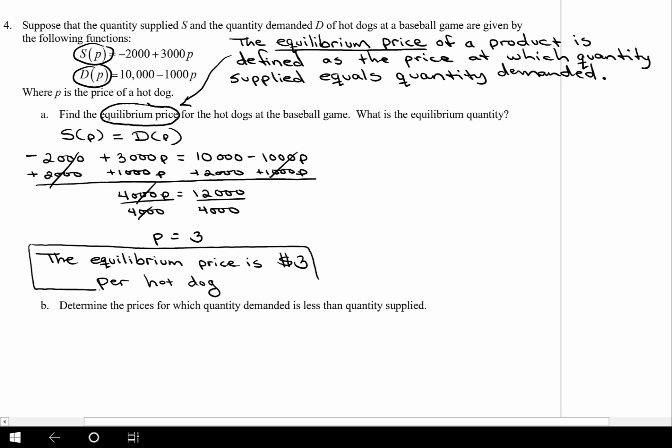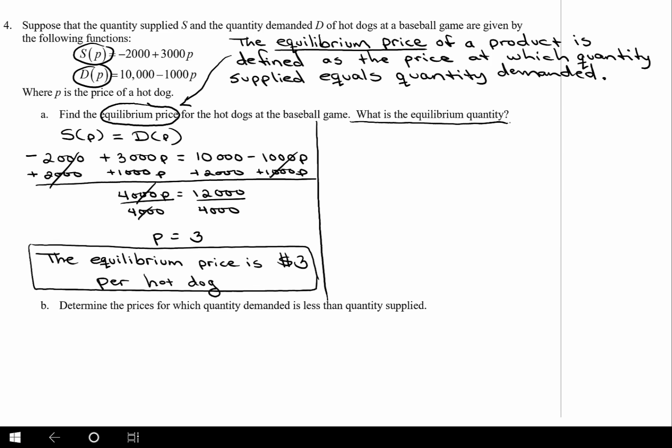It's also asking for a second part here. What is the equilibrium quantity? In order to find this, all I have to do is substitute 3 for P and solve. And I could use either one of the two equations, because this is where the two equations are equal to each other. They both have to have the same y value here.